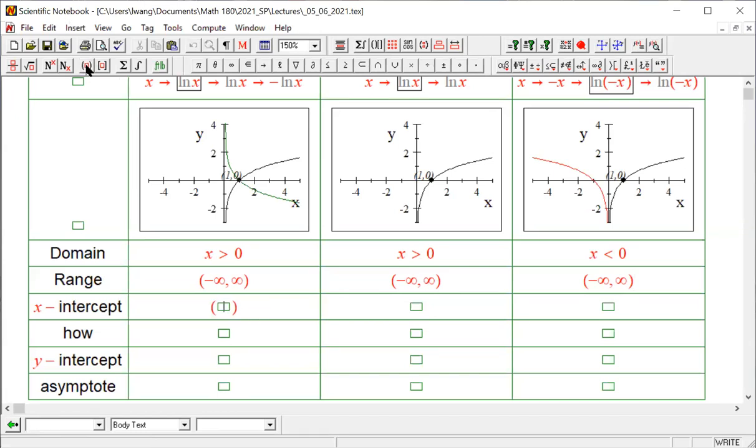X intercept: (1, 0). And then this negative one: (negative 1, 0). Wonderful. Y intercept? None, none, right? All right, we're making it. And how about asymptotes? x equals 0. Wonderful. Very, very good.